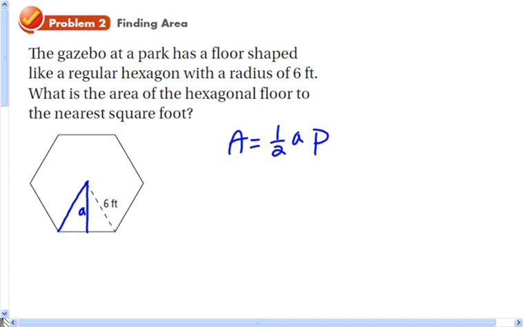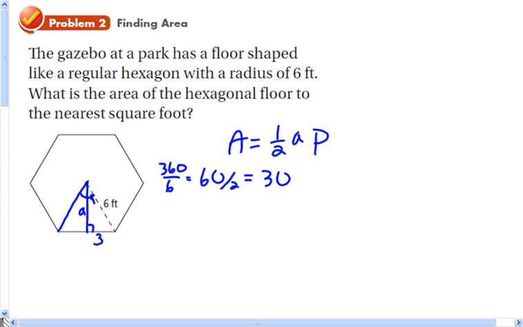Okay, so first thing we want to do is notice that this is a hexagon, which means this angle right here is 360 divided by 6, which is 60 degrees, which means this smaller angle here is 30 degrees. Divide that by 2 and we get 30 for that. And this is a right angle. And we also know that since it's a 30, 60, 90 triangle, the shorter leg is going to be half of the hypotenuse, so that would be 3.